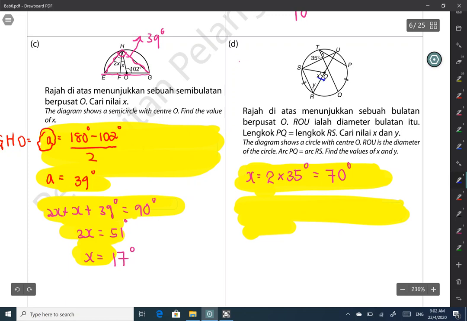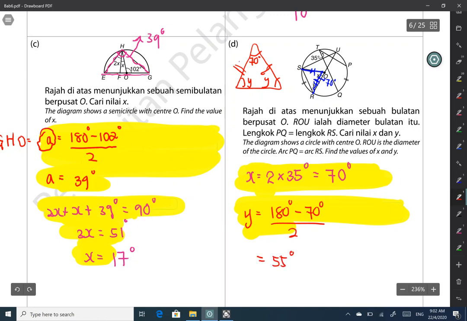X is 70. Do you see this is the radius? This is radius. That means same length. Okay, so 等腰三角形. So I know this is 70. This is isosceles triangle. So your y will be the same because this is radius, this is radius. So your y is equal to 180 minus 70 divided by 2. So you will get 55 degrees.